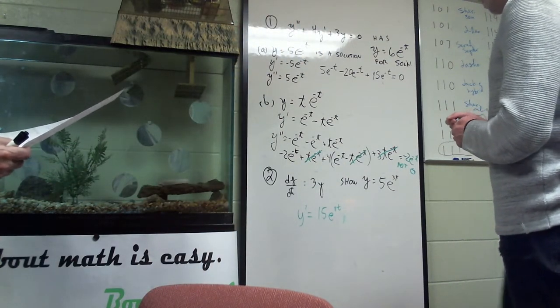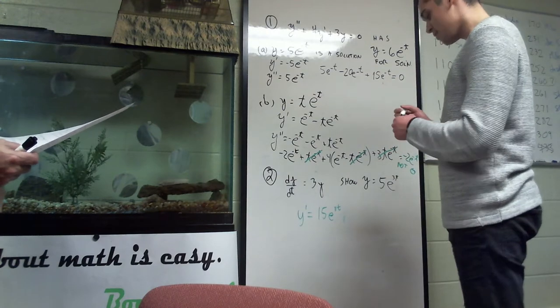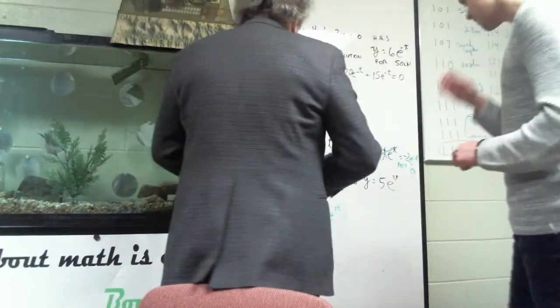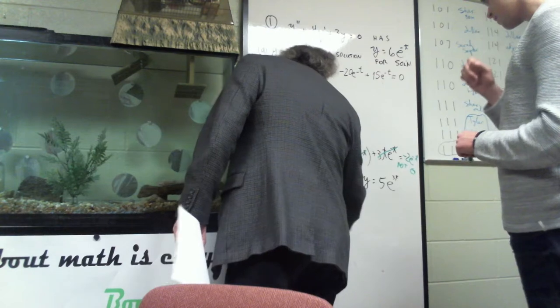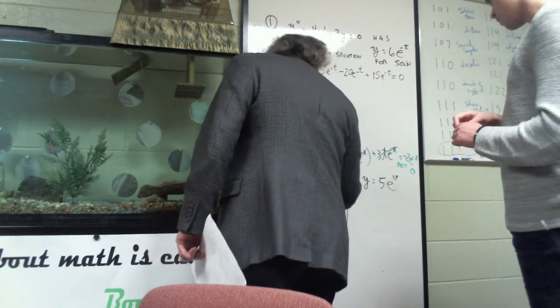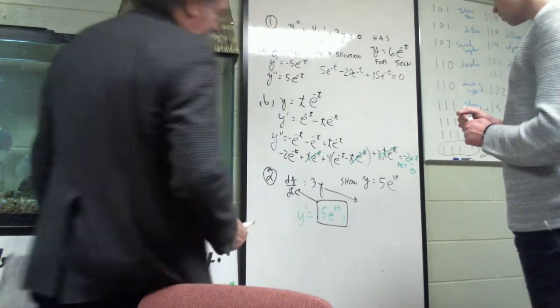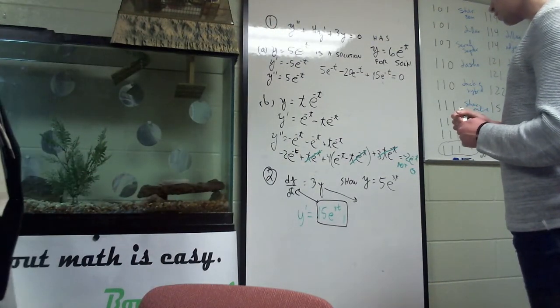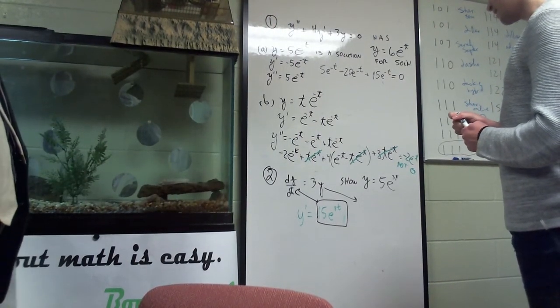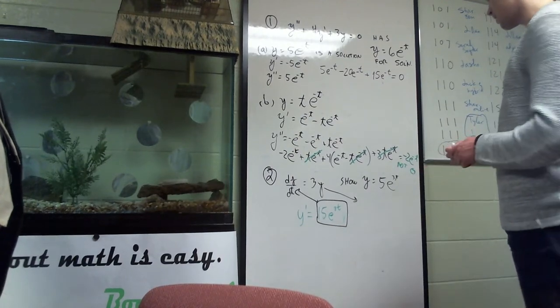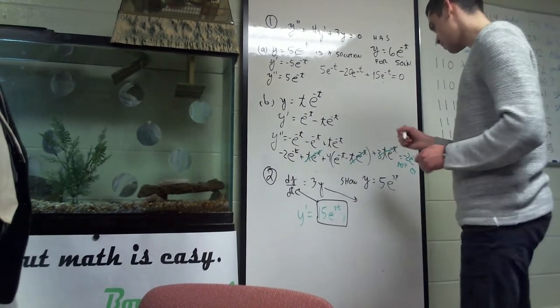So, I'm confused. This is dy/dt. Right, that's this. Now what's that? We want it to be 15e to the 3t. What's y? Y is right there, 5e to the 3t. What's 3 times 5e to the 3t?